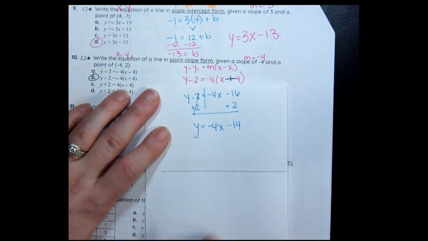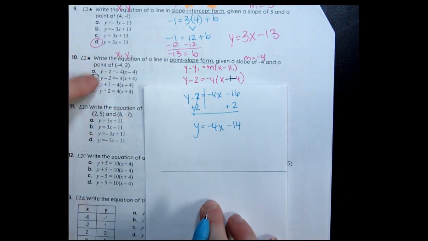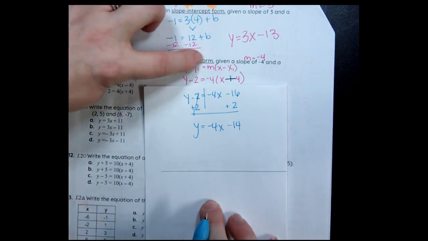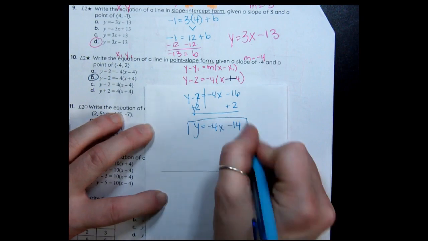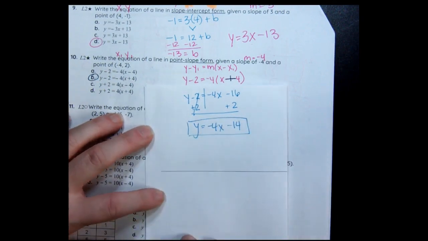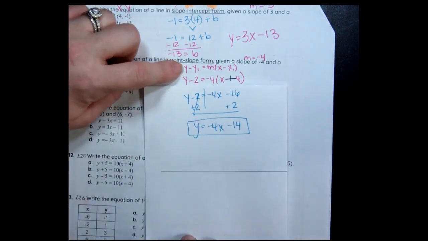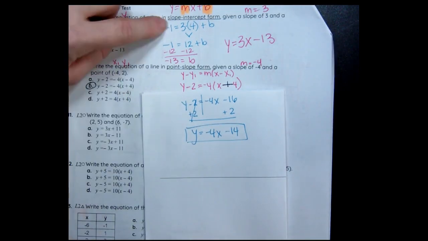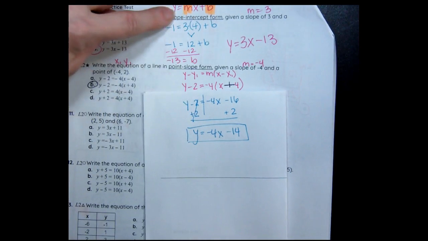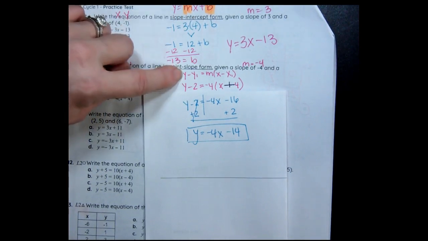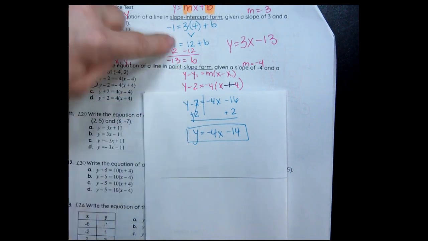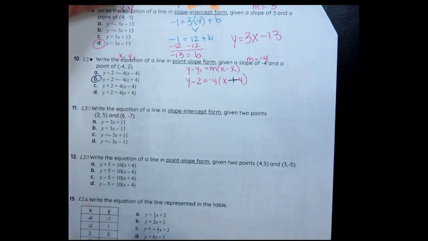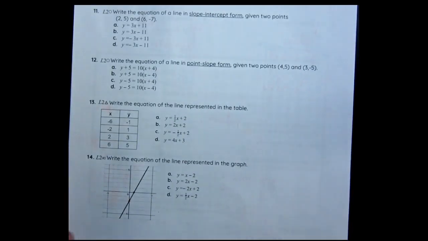So if this question had said slope-intercept form, my answer would look like this. Even though I started in point-slope form, I can still end in slope-intercept form if I want to. So that's what I'm saying up here, right? You can start in point-slope form and then solve for y. Okay, if that's confusing, ignore me. Don't worry about it. But for those of you who like that, there you go. All right. 11 and 12.